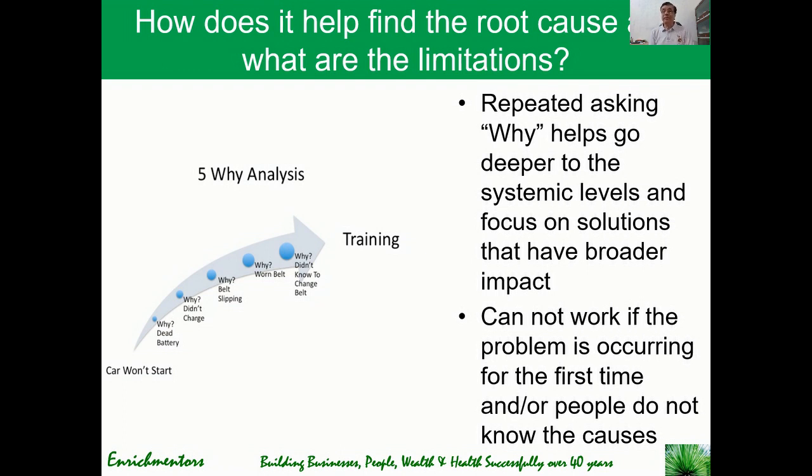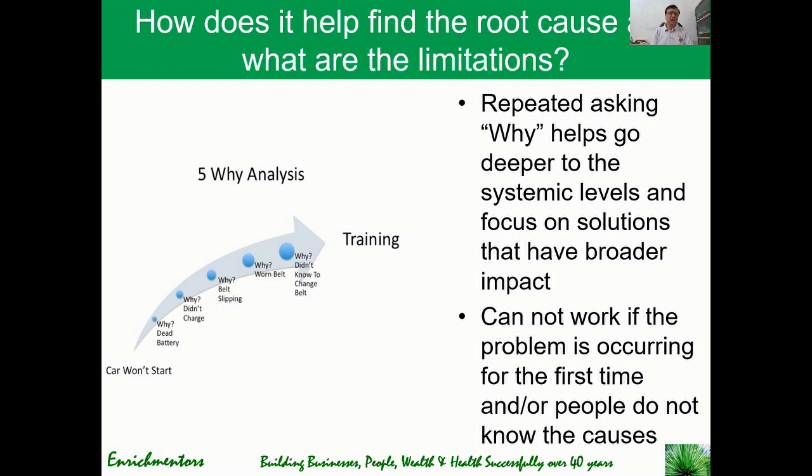It cannot work if the problem is occurring for the first time. If the problem is occurring for the first time, obviously you won't know the cause and the process will stop. You won't be able to proceed more than one why. Or people don't know the causes. Problem is occurring, but the cause isn't known. So this is important: this methodology can only work when people know the causes and we can proceed to the next level of the causes, reaching the systemic level.